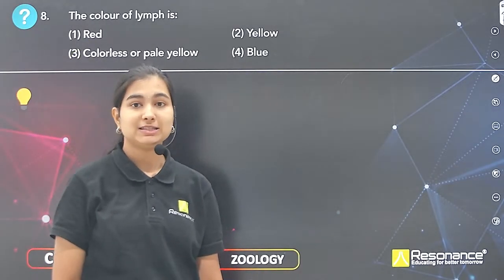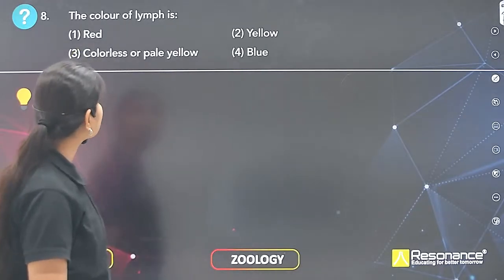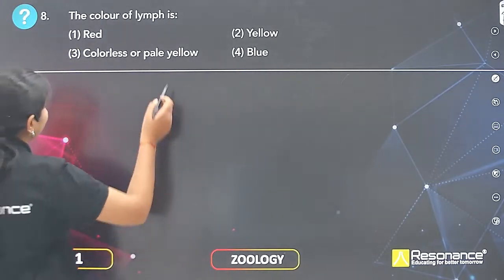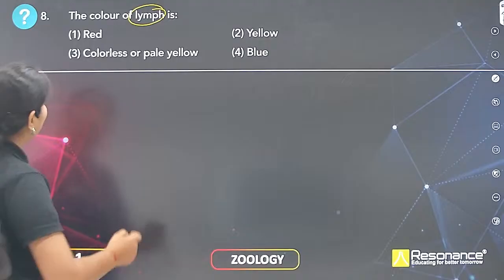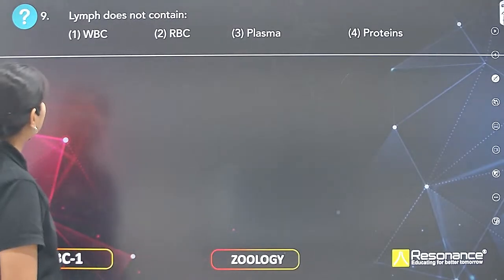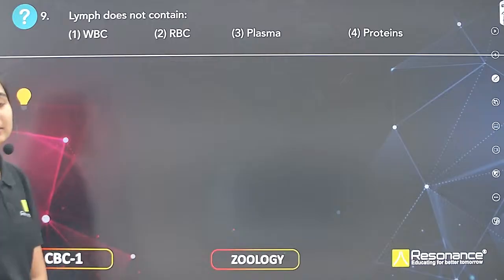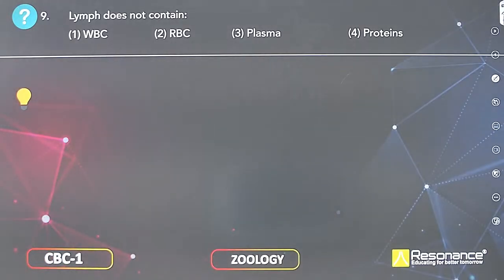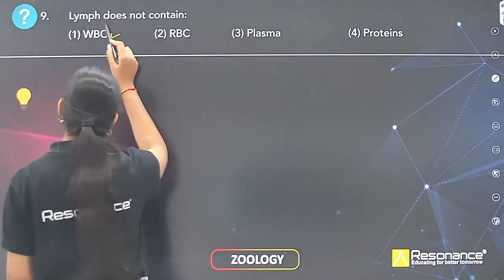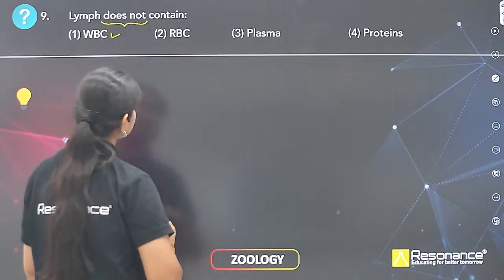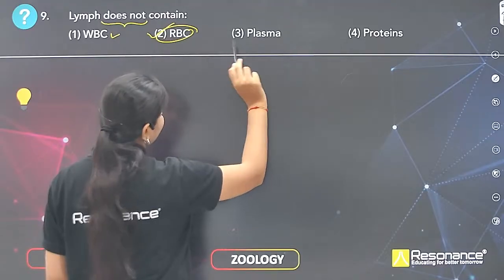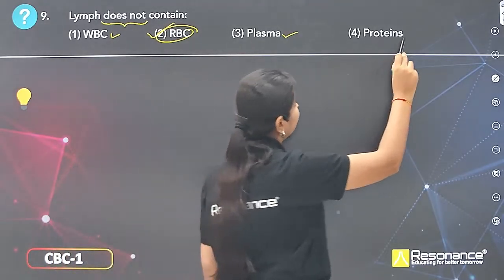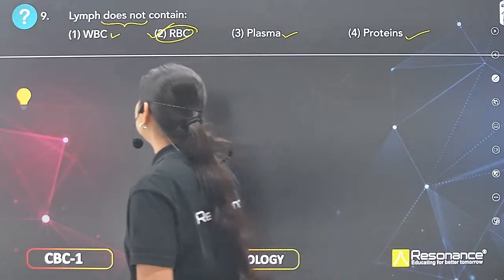Next, it is also not the transport of oxygen. Next, the color of the lymph. What is the color of the lymph? See, the lymph is mainly colorless, but it is also a little pale. The answer is colorless or pale yellow. What does the lymph not contain? Does it contain the WBC? Yes, it contains WBC, but they are asking what it does not contain. It does not contain the RBC. It contains the plasma, it contains the proteins as well. So the answer is the RBC.